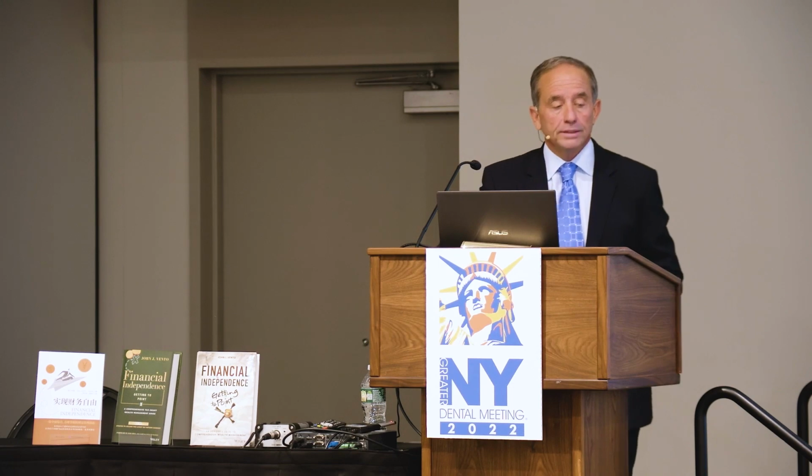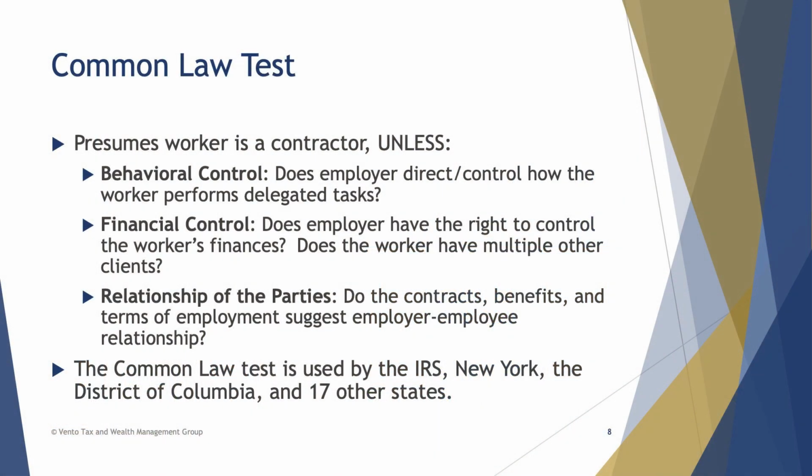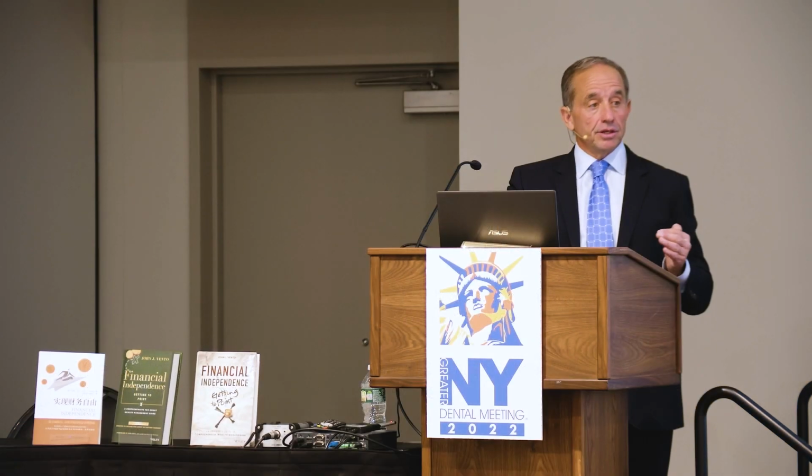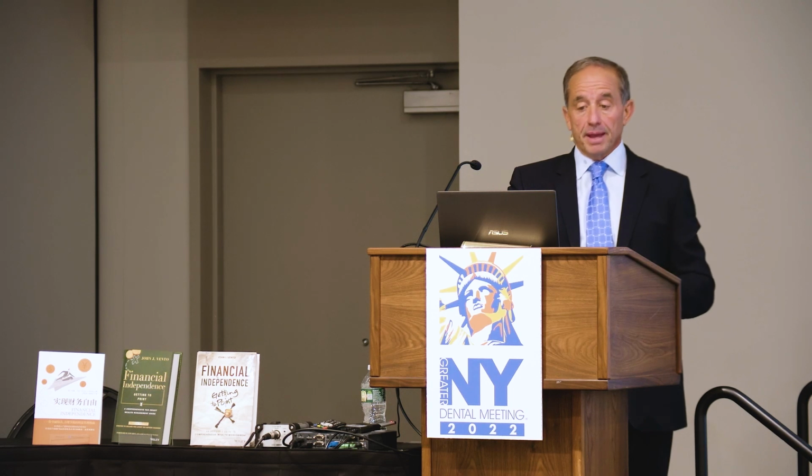So there's two big laws that we follow in this area. One's called common law test. This is the most common with the IRS for many years. Basically, look at a behavioral control. Who's controlling your schedule? Who's controlling what you do? Is it you, the independent contractor, or the person that hired you? If the person who hired you is controlling that, chances are you're really an employee. And also financial control. Who has financial control? Is it you, the dentist, paying someone, or the person receiving the money as an independent contractor? And then also the relationship.